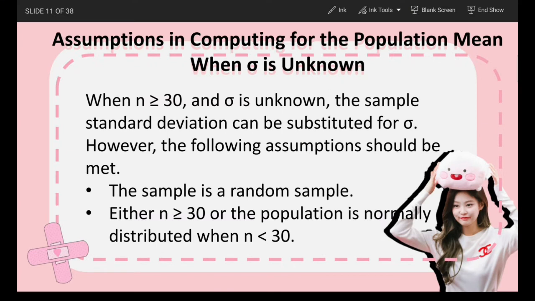So, we have here the assumptions in computing for the population mean when the standard deviation is unknown. When the sample size is greater than or equal to 30 and the standard deviation is unknown, the sample standard deviation can be substituted for the population standard deviation. However, the following assumptions should be met. First, the sample is a random sample and either the sample size is greater than or equal to 30 or the population is normally distributed when the sample size is less than 30.